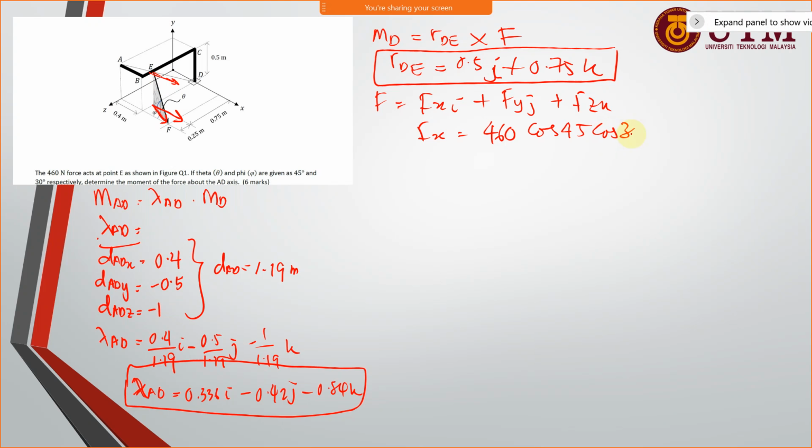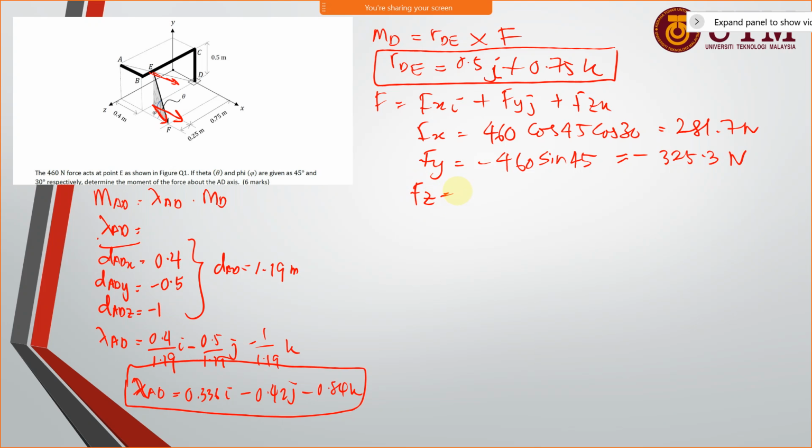So Fx sama dengan 460 cos 45 cos 30, 281.7, betul? 281.7 Newton. Fy berapa? Fy must be sin negative. So negative 460 sin 45 sama dengan negative 325.3. Negative 325.3 Newton.